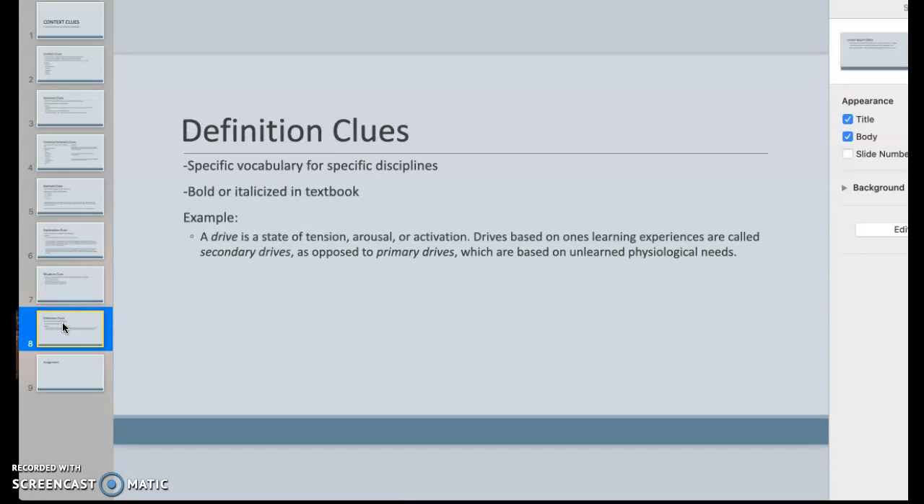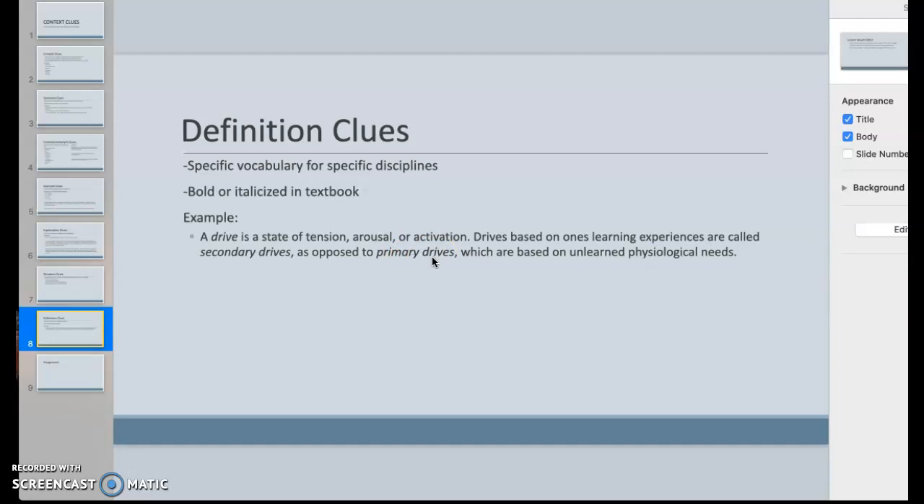And lastly, lots of times in textbooks, you'll have definition clues. These look very similar to those synonym clues that were mentioned before. But sometimes the textbook will come right out and say, here's the definition of this word. For example, it talks about drive, and it gives me the definition right here. It's a state of tension, arousal, or activation. Then there's secondary drives, and a primary drive also gives me those definitions as well.